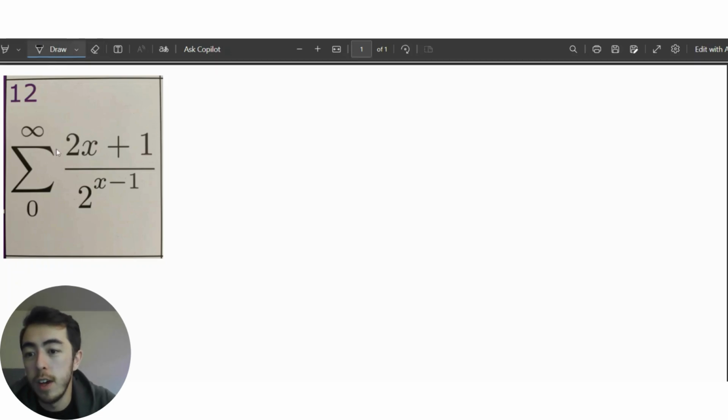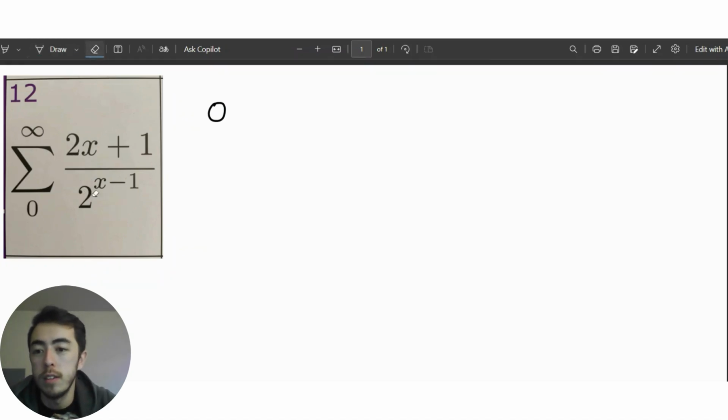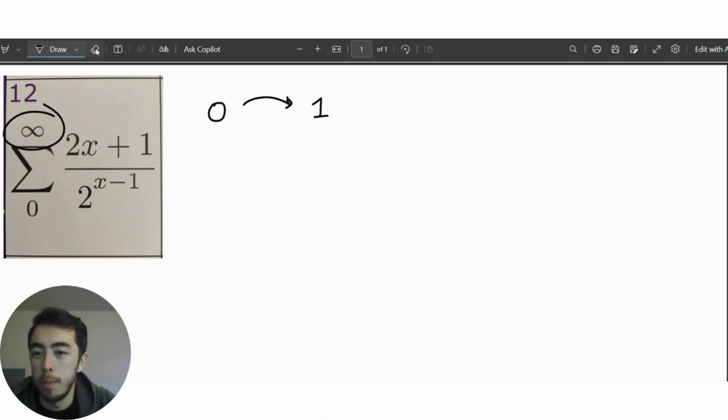So we have a sum here, and the way that this notation works is that we're starting at the number 0, plugging it in to these x spots, and then incrementing or increasing it up to the number 1, and then plugging it in for these x spots again, and adding up all of these things all together until we reach this top number. Now, this top number is infinity, so this is an infinite sum.